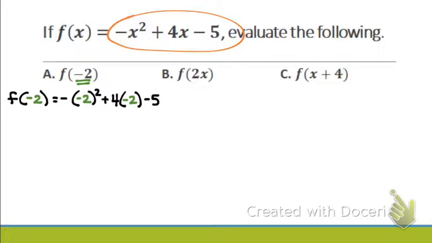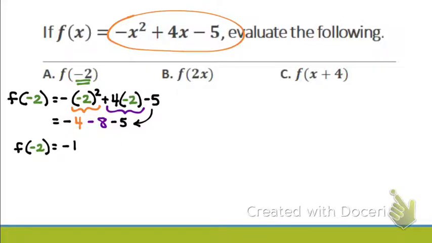Order of operations, me. What do we do first? Exponent. So this is going to be negative what? 4. -4. Then I come over here. I have 4 times -2, which gives me -8. And then I bring down that -5 at the end. So f of -2 evaluates to what? -17.